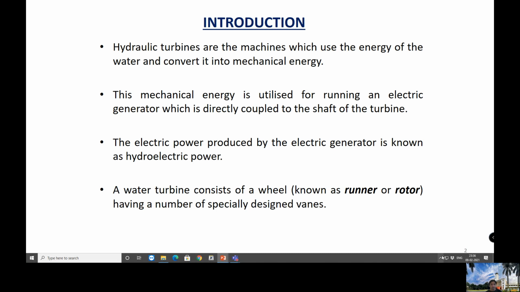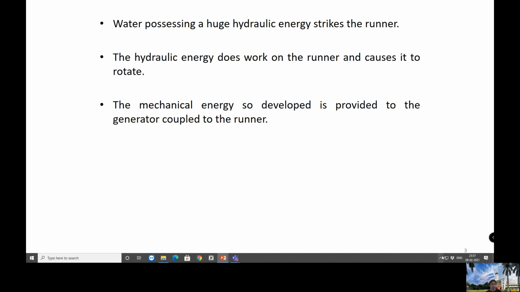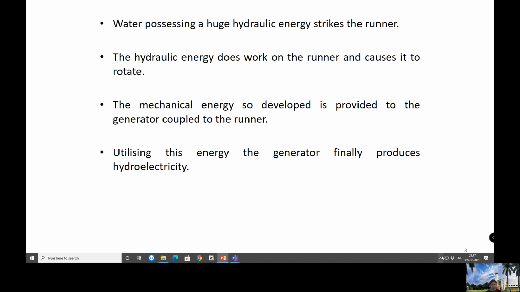A water turbine consists of a wheel, which is also known as a runner or rotor, which has a number of specifically designed vanes. Water, which possesses a huge hydraulic energy, strikes the runner. The hydraulic energy does work on the runner and causes it to rotate. That we will see in the demonstration as well. The mechanical energy therefore developed is provided to the generator coupled to the runner. Utilizing this energy, the generator finally produces hydroelectricity. This is the whole process of how these turbines generate the electricity.